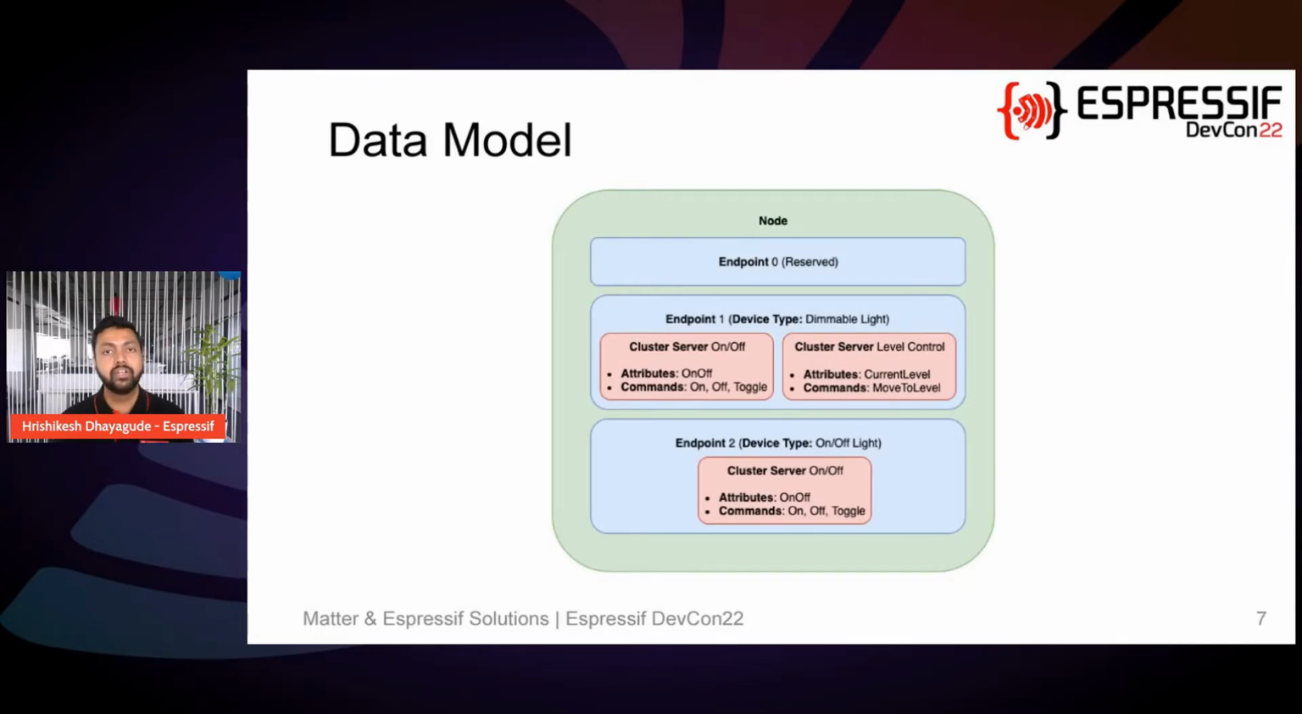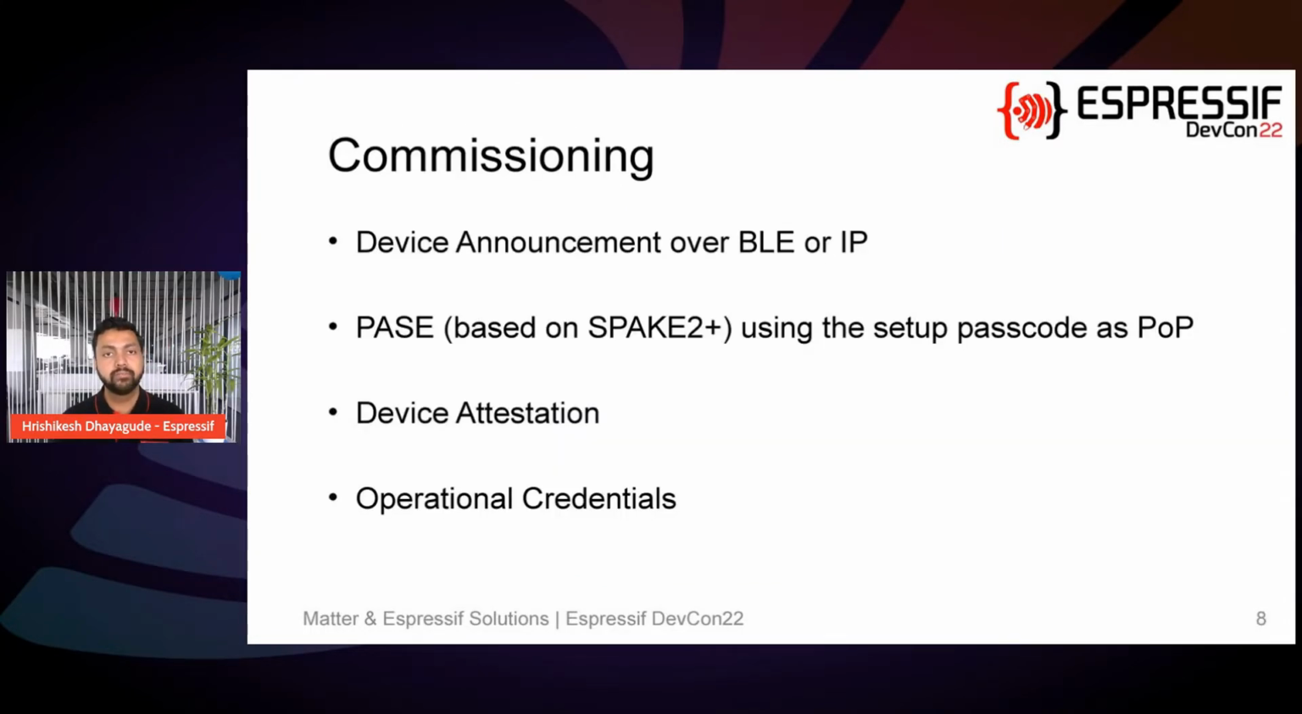Let us now take a look at the commissioning process. Commissioning is the process by which a device gets added into the Matter network. It starts when the device announces its capability over BLE. If the device has IP connectivity, it does so over mDNS. The commissioner then scans a QR code on the device and gets the setup passcode and other metadata.